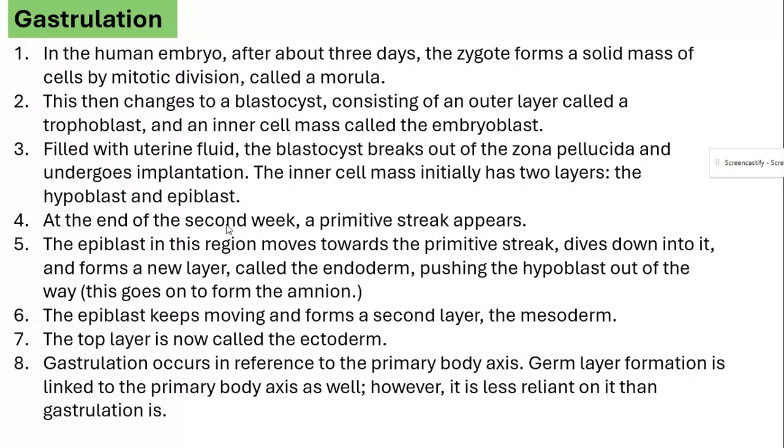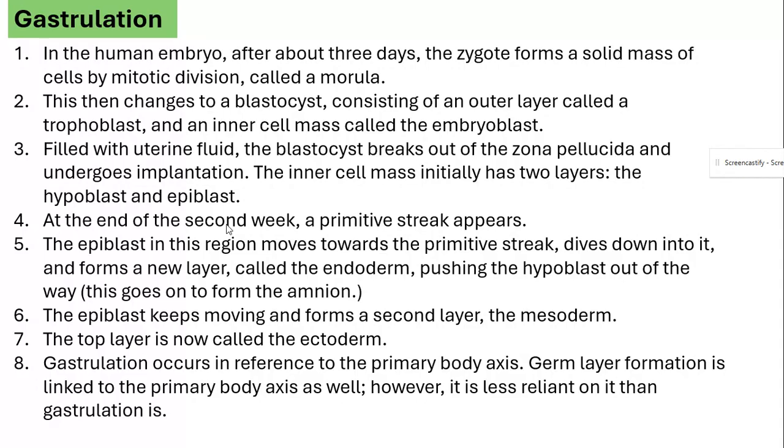The epiblast in this region moves toward the primitive streak, dives down into it, and forms a new layer called endoderm, pushing the hypoblast out of the way. This goes on to form the amnion. The epiblast keeps moving and forms a 2nd layer, the mesoderm. The top layer is called the ectoderm. The top layer is ectoderm, and below the ectoderm is the hypoblast.